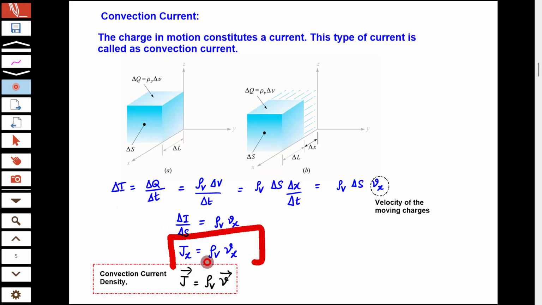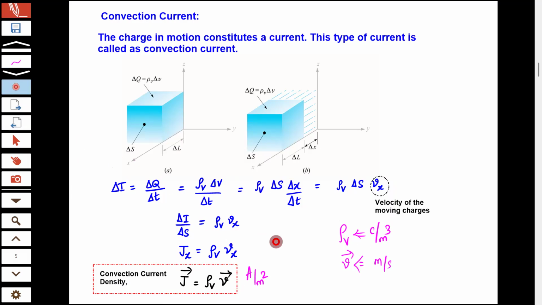In general, the vector representation for this can be given as J vector equals rho V into velocity V vector, where this current, due to the movement of charges, constitutes the convection current, and the current density is called convection current density, which is given with the units of ampere per meter square. Also, the unit of volume charge density is coulomb per meter cube, and the velocity V vector has the unit meter per second.